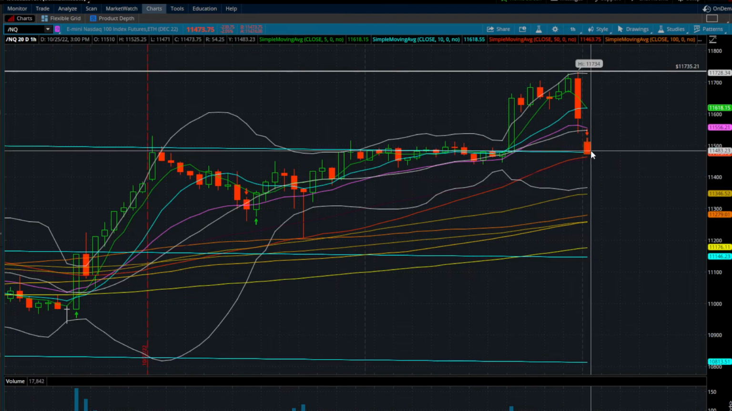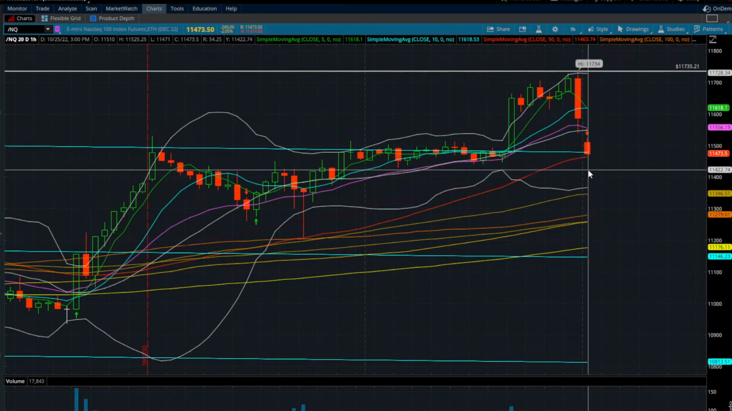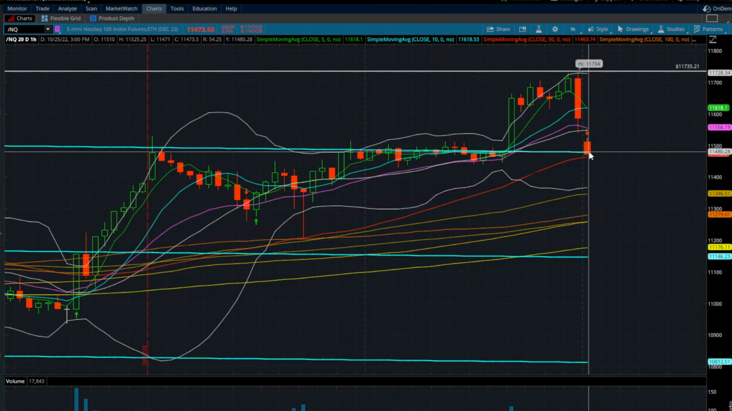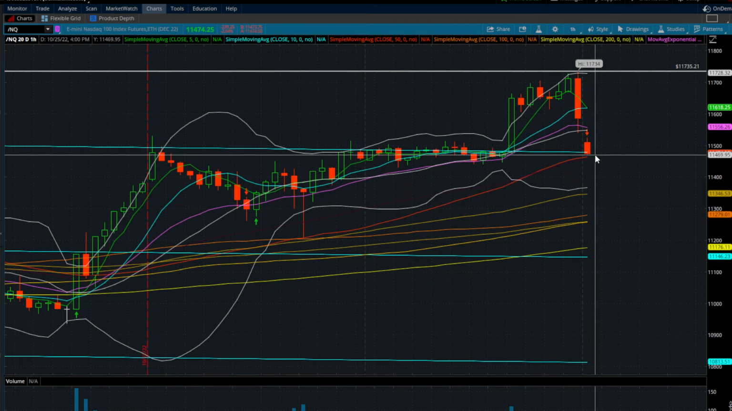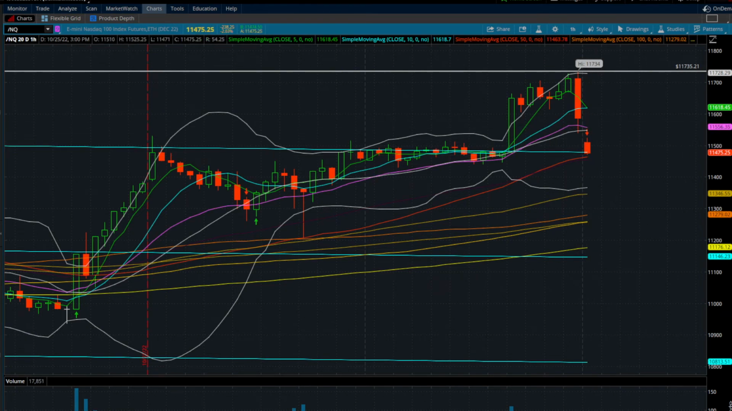Now again, if we do get that washout and then we get that reclaim of the 50-day moving average, I'm going to be looking at 11,477 back over this linear regression to get long and play that into the 20-day moving average, which is 11,556.